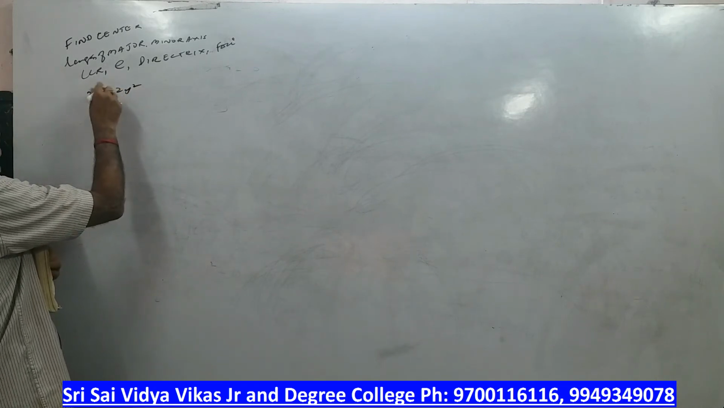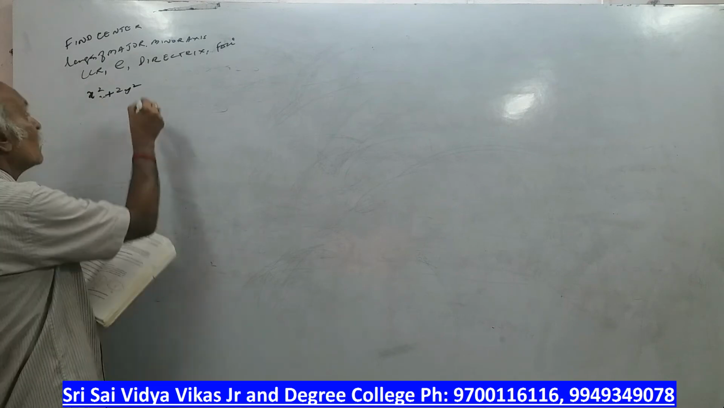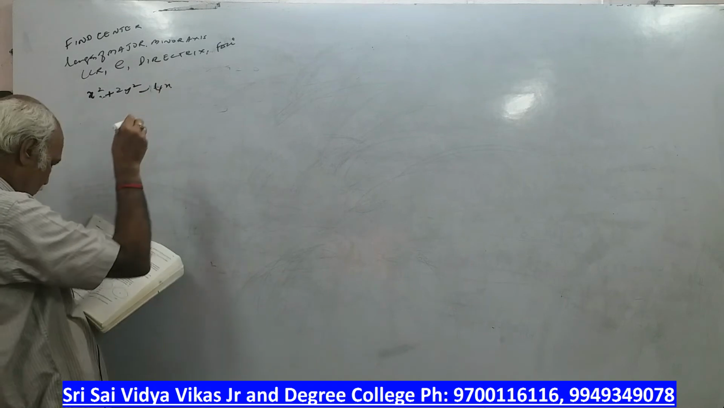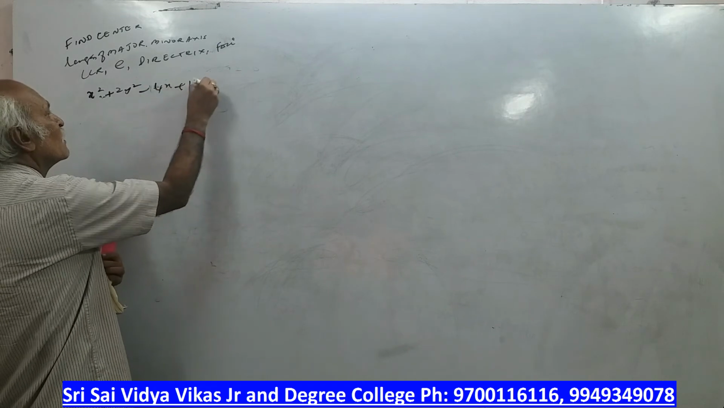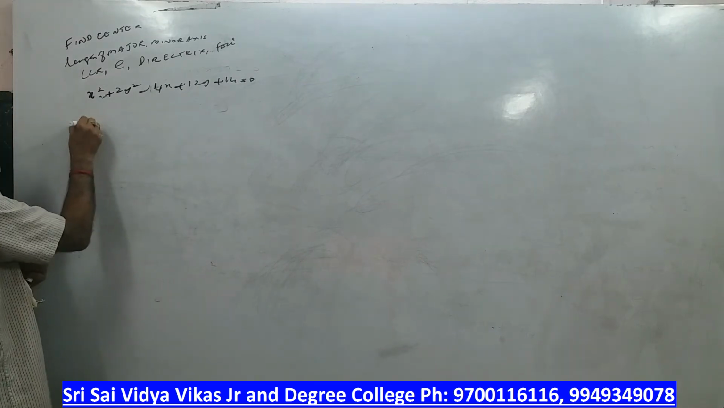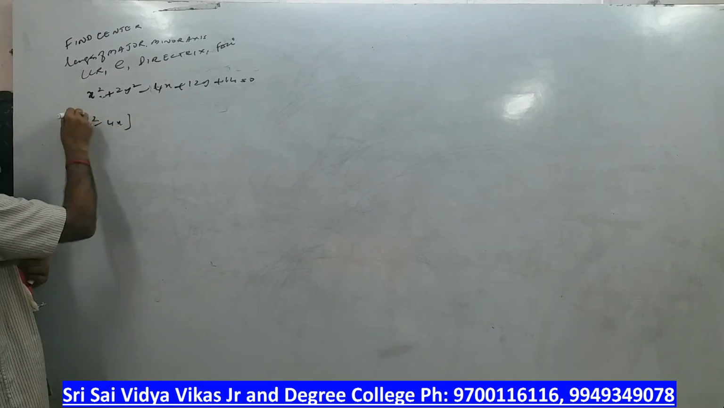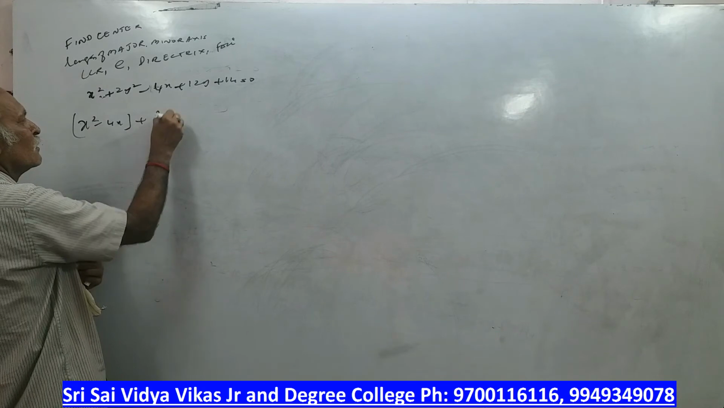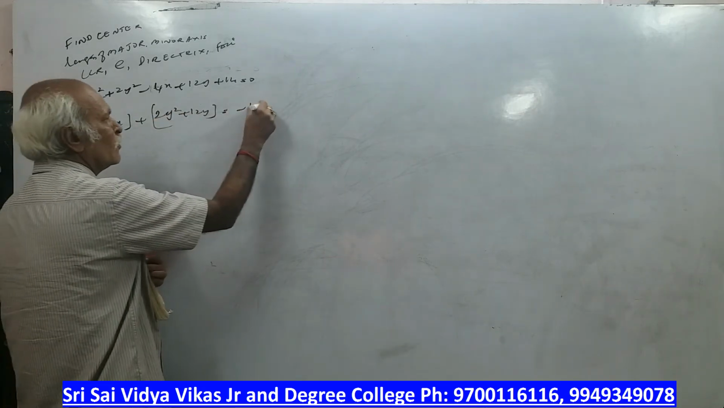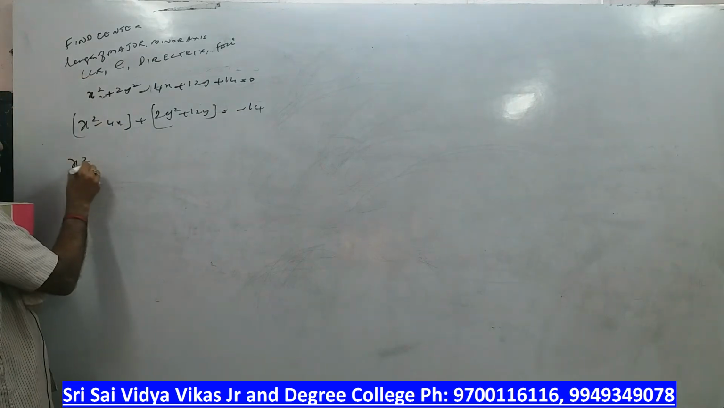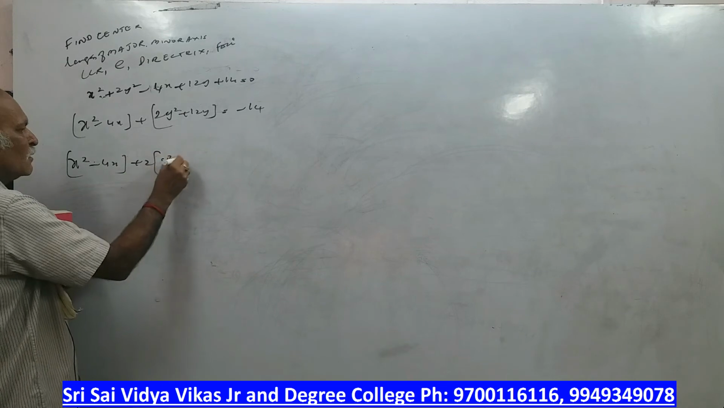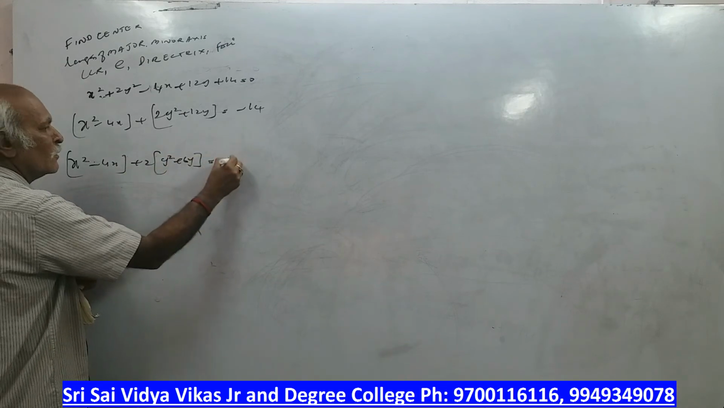x square plus 2y square minus 4x plus 12y plus 14 is equal to 7. Observe here. Again, bracket, plus 2y square plus 12y, bracket is equal to minus 14. Okay. x square minus 4x, 2 common, is equal to minus 14.